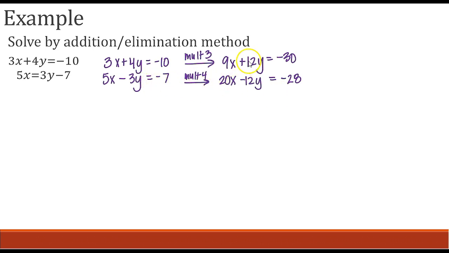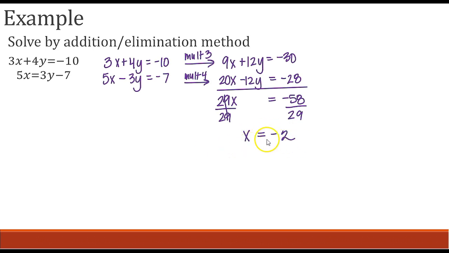So we do need those opposite in sign but same number coefficients so that when we add in the next step, we end up with 29x. So the x variable stays this time because we're eliminating the y variable. And then we have equals negative 58. And then we divide both sides by 29, and this actually divides in evenly so that we get x equals negative 2.